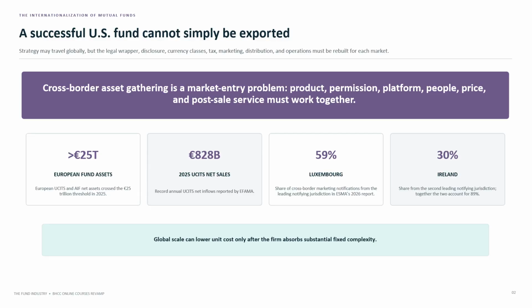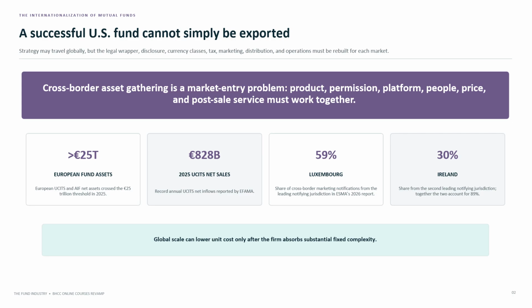A successful U.S. mutual fund cannot simply be exported by changing dollars to euros and translating the brochure. The investment strategy may travel, but the legal product must be rebuilt around the target market. That can mean a UCITS wrapper, local registration or notification, a management company and board, a depositary, translated and locally compliant disclosure, currency share classes, tax reporting, platform data, local distributor agreements, and service across time zones.